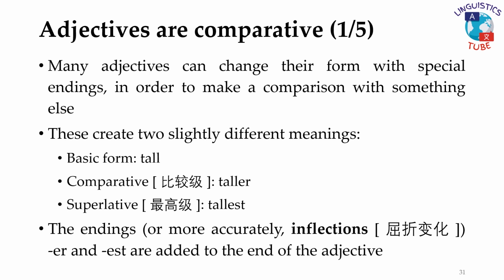To create the two forms of comparison, two endings can be added to the adjective. For example, to tall, you can add er to create the comparative form taller, and est to create the superlative form tallest. So far, I have called these endings, but from now, I will use the more accurate term, inflections. Anything that can be added to a word, either at the beginning or the end, is called an inflection.